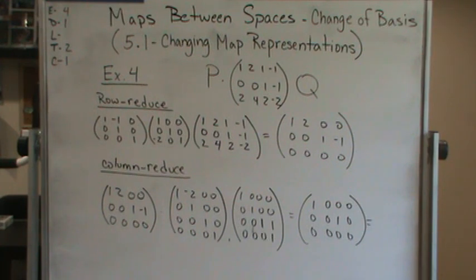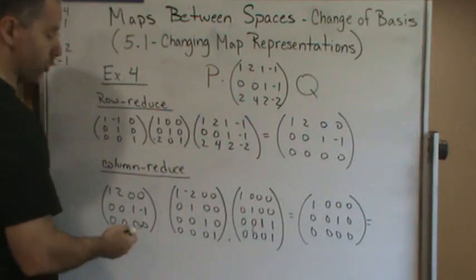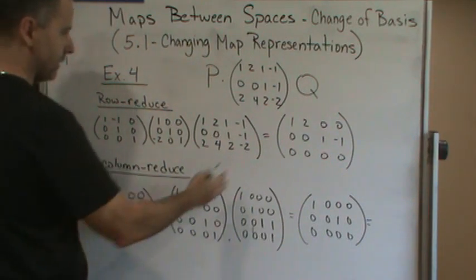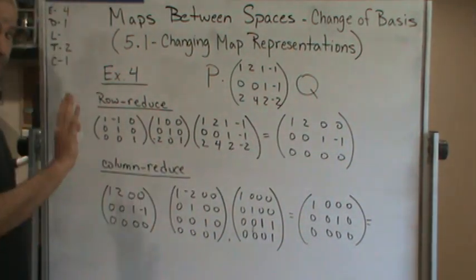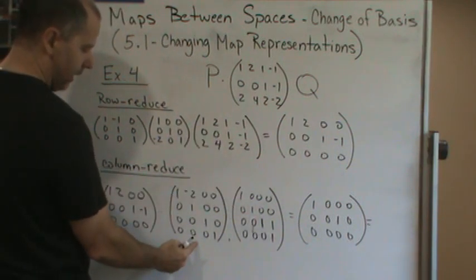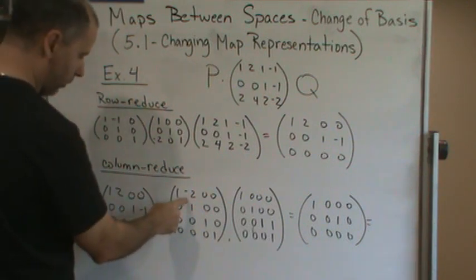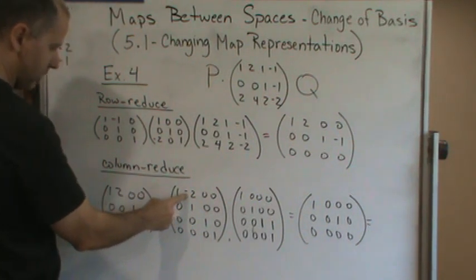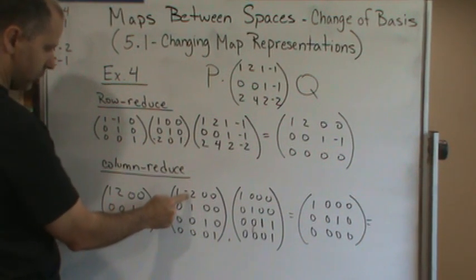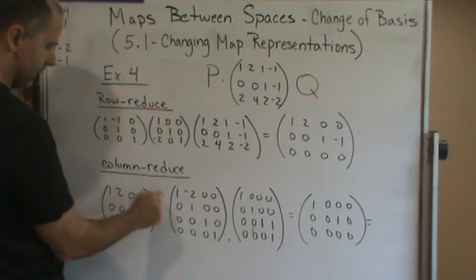Okay? Now, once we get it to here, now we're just going to column reduce it. So that means we're going to take this matrix and we're going to multiply it by column operations on the right. And just so you know, what is this saying here? Okay, we're taking 2 times column 1 and adding it to column 2.